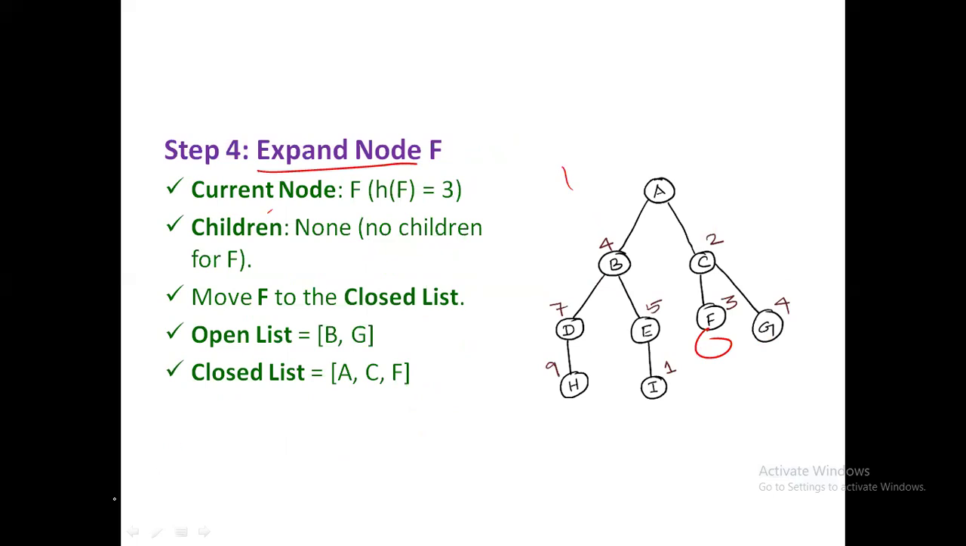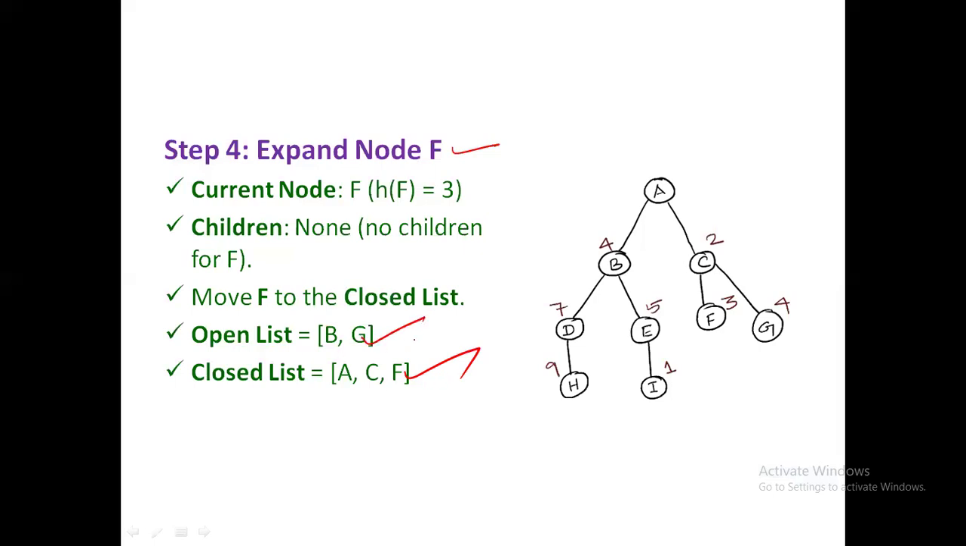There are no children at all. So this step, we have to expand the node F. There are no children for F, so where does it have to be moved? It has to be moved into the closed list. Then the algorithm proceeds with the remaining nodes in the open list.